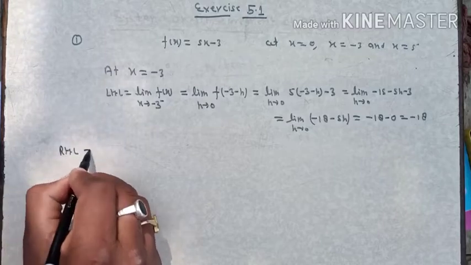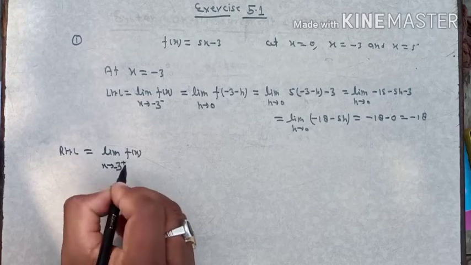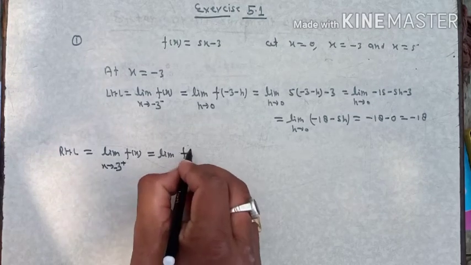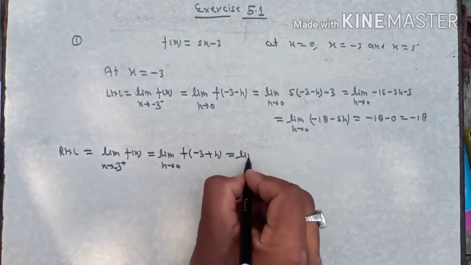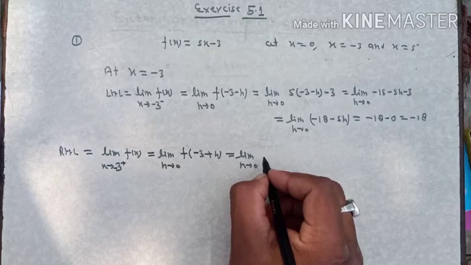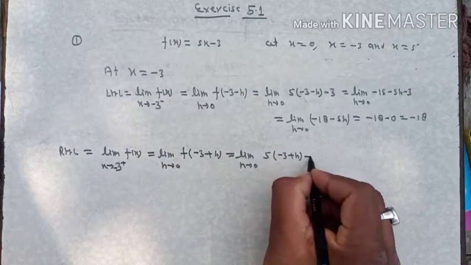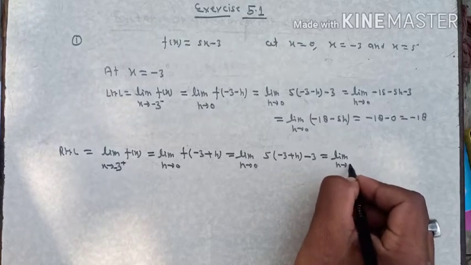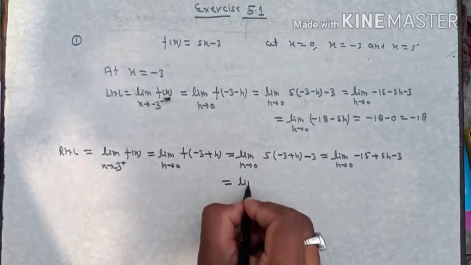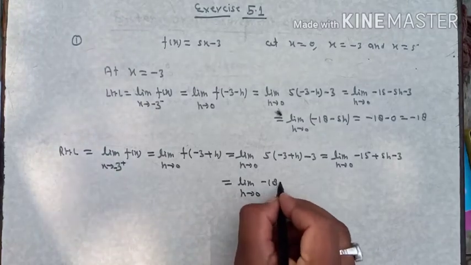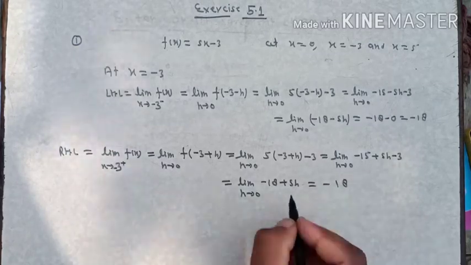Now find the right hand limit. The limit of f(x) as x tends to -3 positive can be written as the limit of f(-3 + h), where h tends to 0, equal to the limit as h tends to 0 of 5(-3 + h) - 3, equal to the limit as h tends to 0 of -15 + 5h - 3, equal to the limit as h tends to 0 of -18 + 5h. On putting the value of h, we get -18.